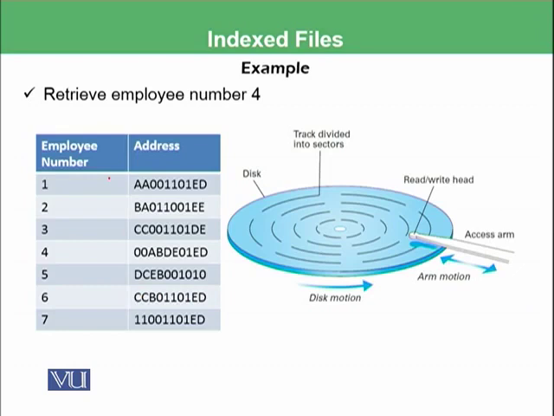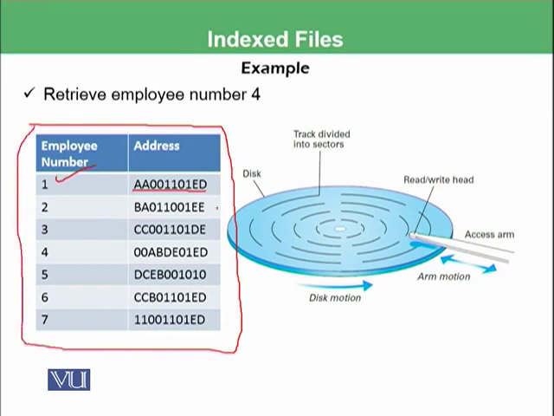So we need such information to be stored somewhere. For example, we make a table which says that employee 1 is stored at this address, AA001101ED. Suppose AA is the sector information, and from 00 it is the track information, and so on. Whenever we are interested in retrieving employee record 1, we will look into this table and go directly to that particular location, and we will start picking the record from there.